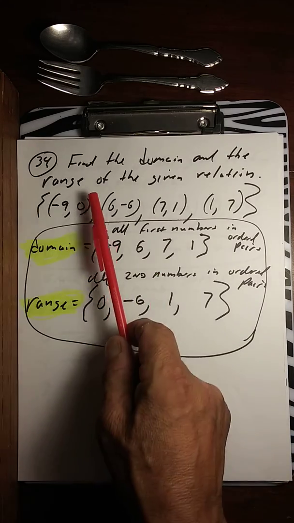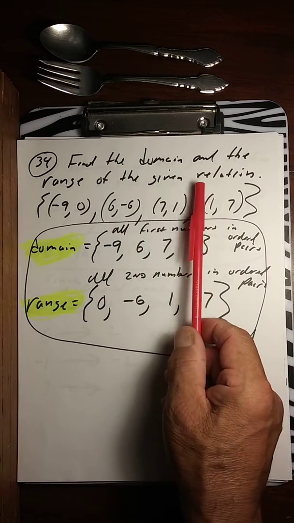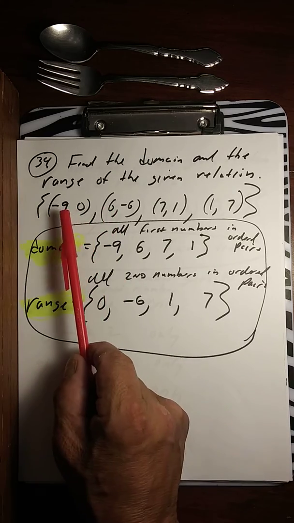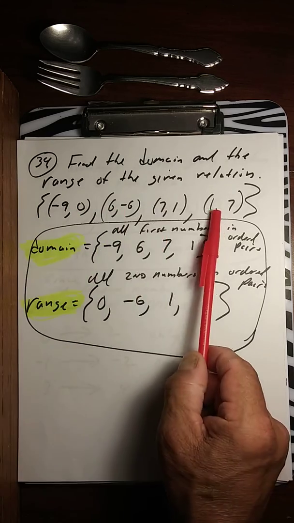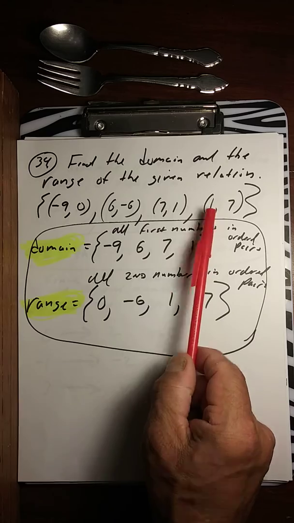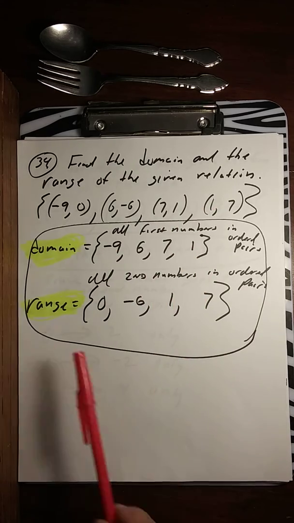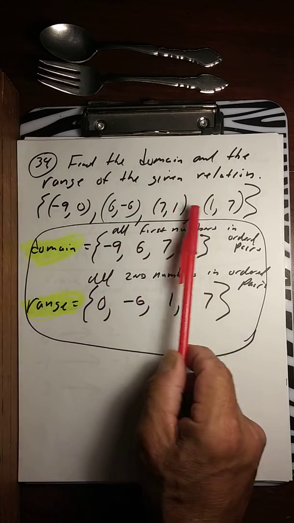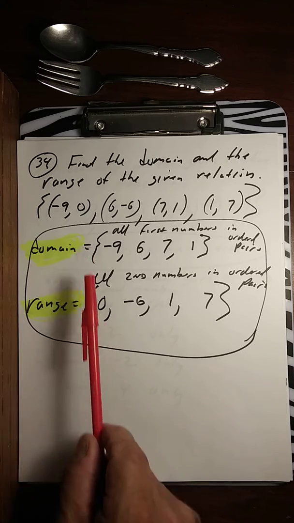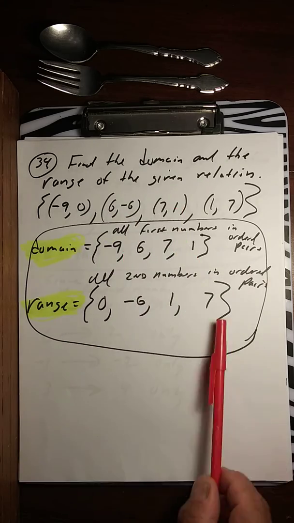Find the domain and the range of the given relation. So domain is just the first numbers. See the first numbers right there? All these first numbers in the pairs, that's the domain. Range is all the second numbers in there. Second numbers are the 0, the -6, the 1, and the 7.